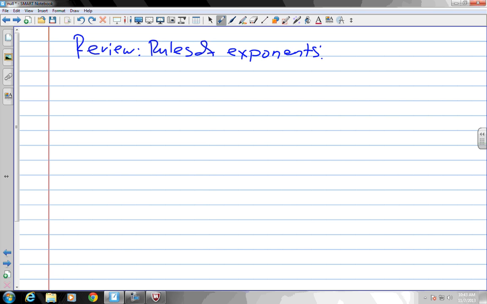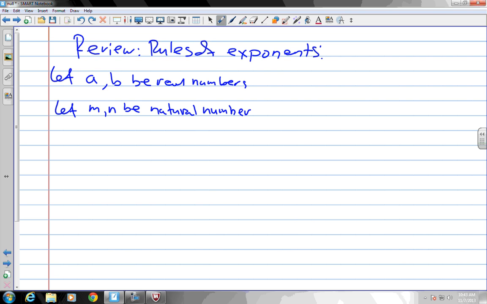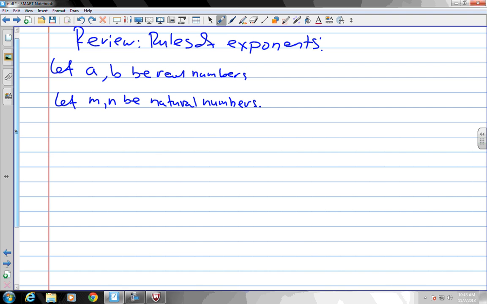Rules of exponents. Let A and B be real numbers. Let M and N be natural numbers. So far, I think you know about 6 rules of exponents at this point.